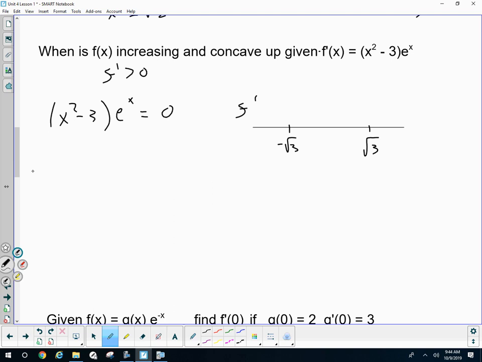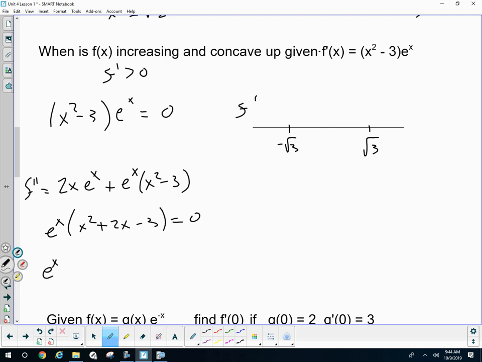We need our second derivative. Product rule: derivative of the first times the second plus derivative of the second times the first. Factor out the e to the x. Rewrite this so that I can see that it can factor. Interesting points are at 1 and -3.